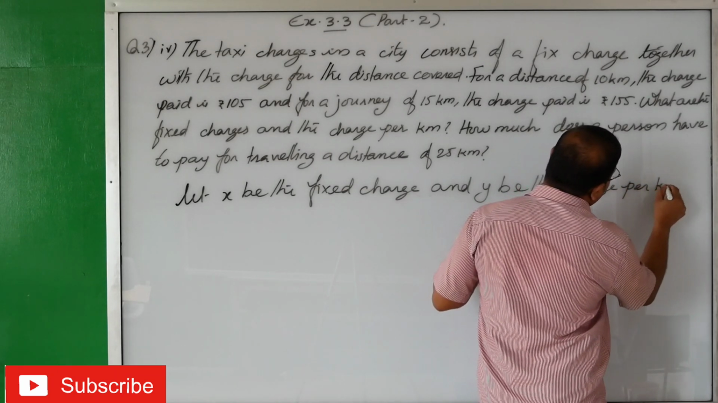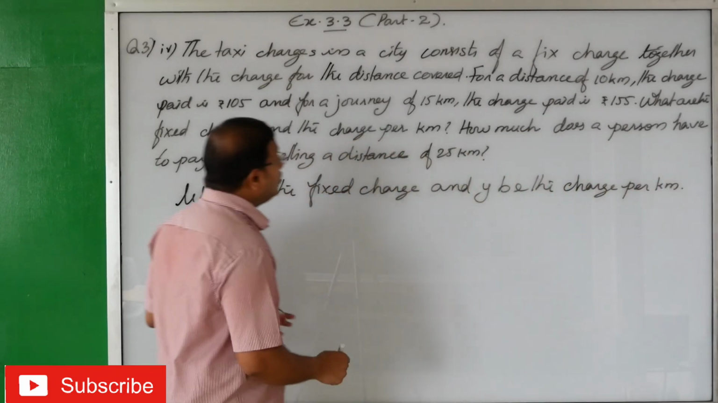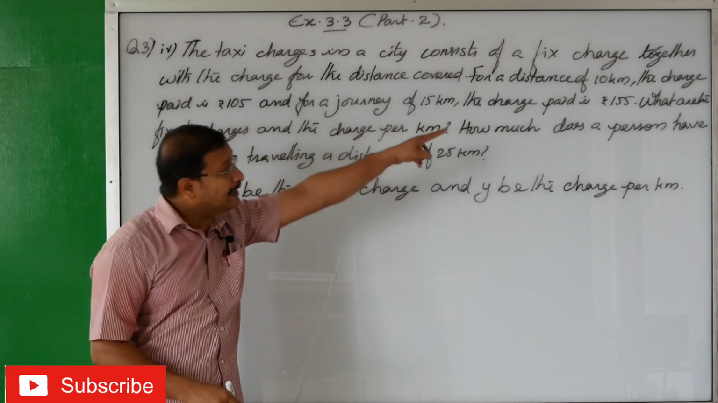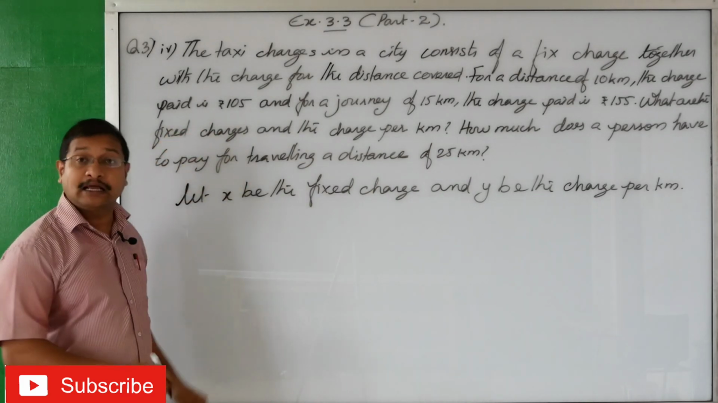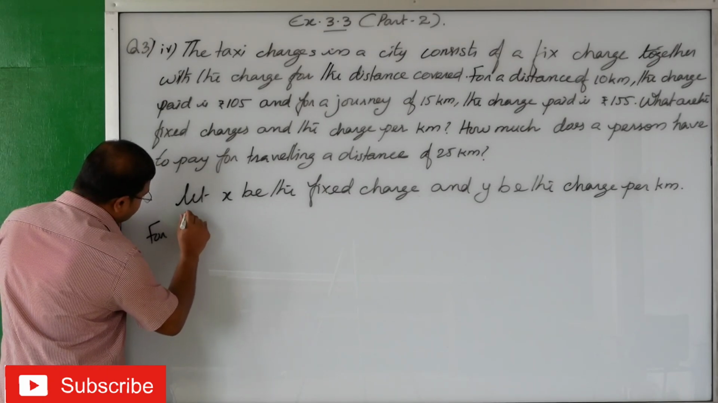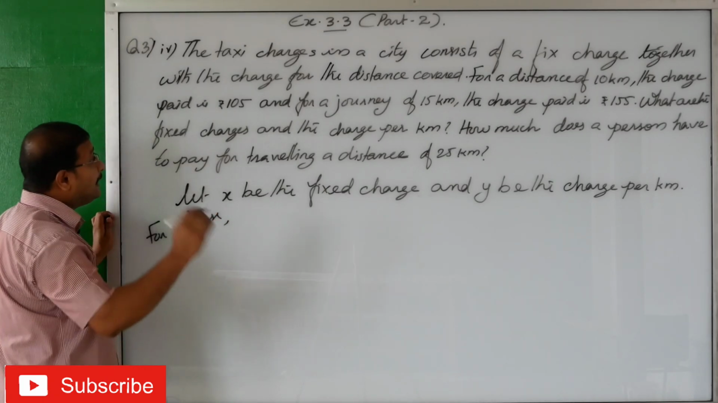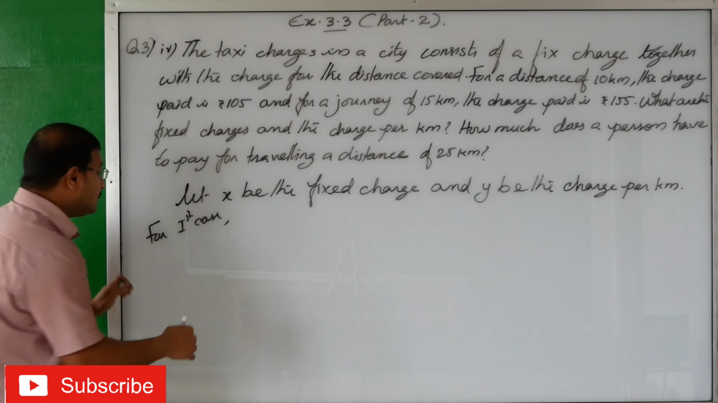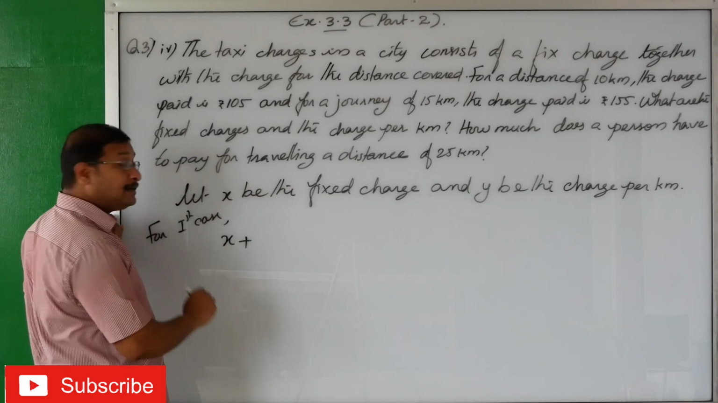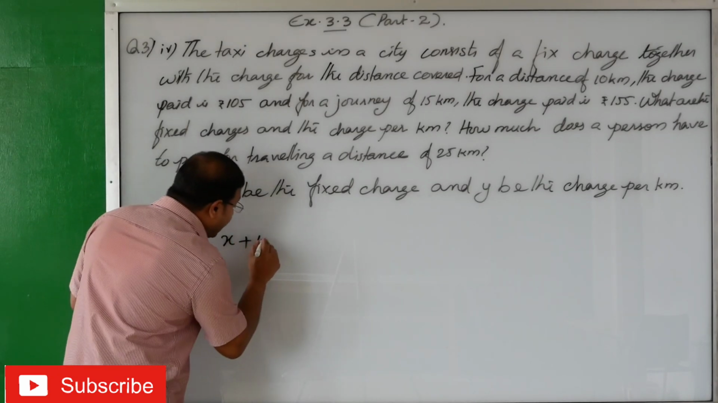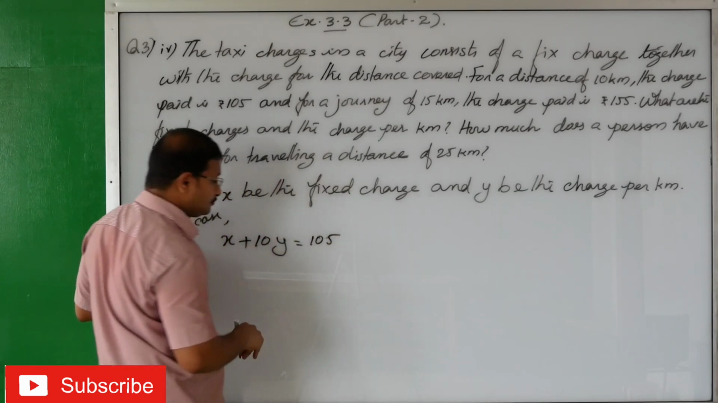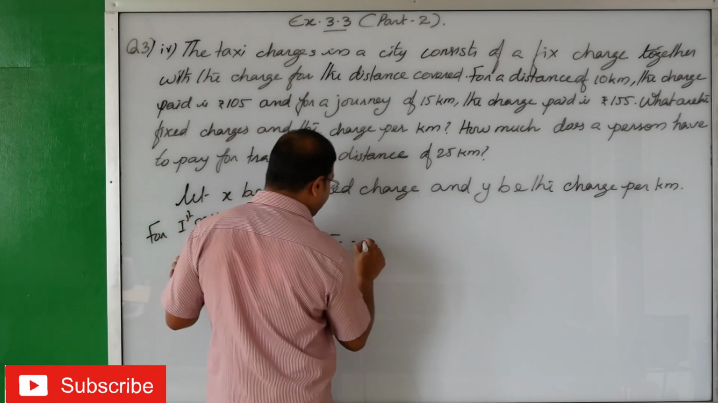Charge per kilometer. Ready? Now, let us say the first condition. According to the first case, for a distance of 10 kilometers, the charge paid is 105. So, for the first case, 10 kilometers they paid 105, isn't it? That means for the first case, fixed charge plus 10 kilometer distance, what will you do? X plus 10 into Y equals 105. That is equation number 1.